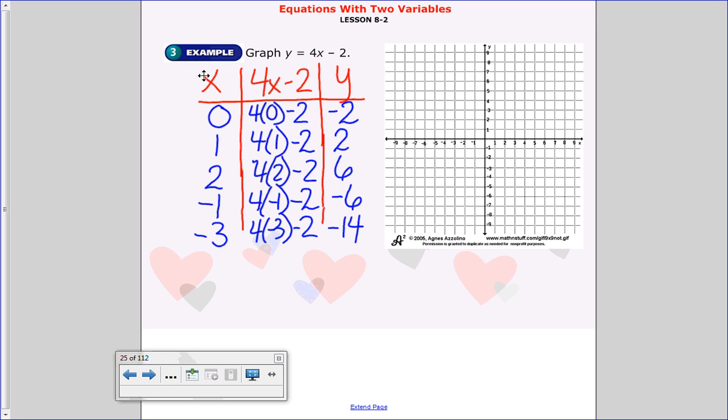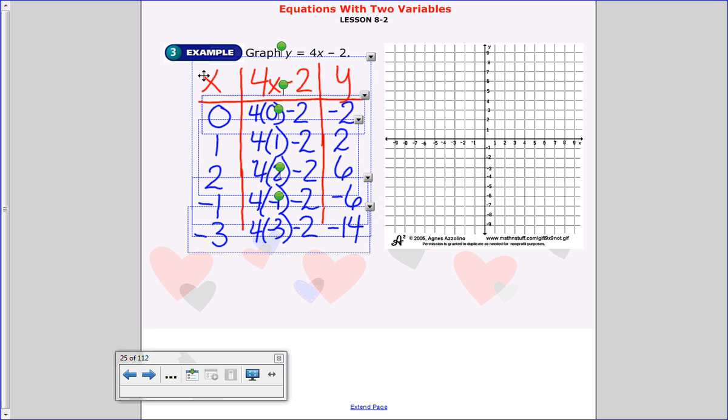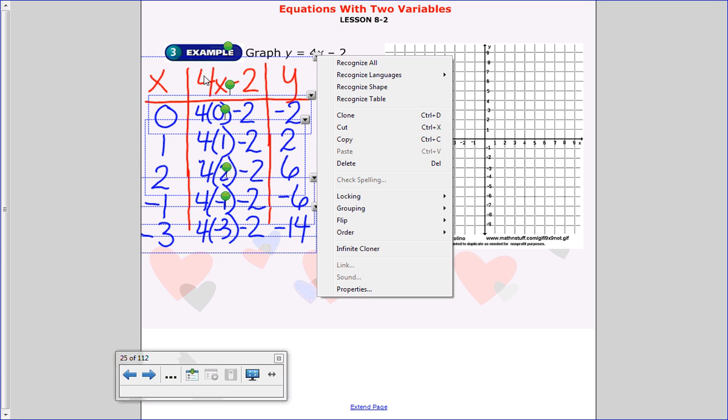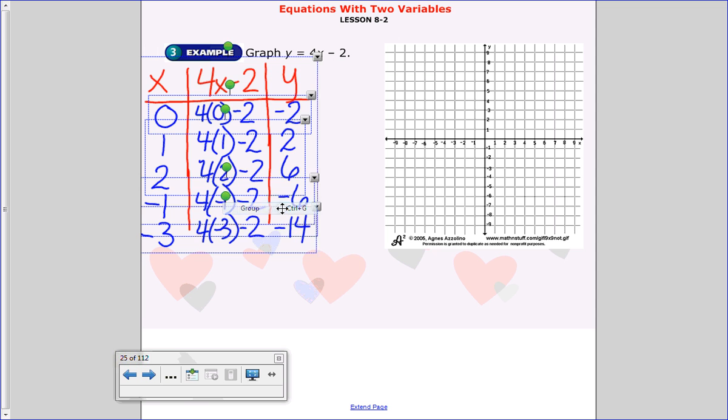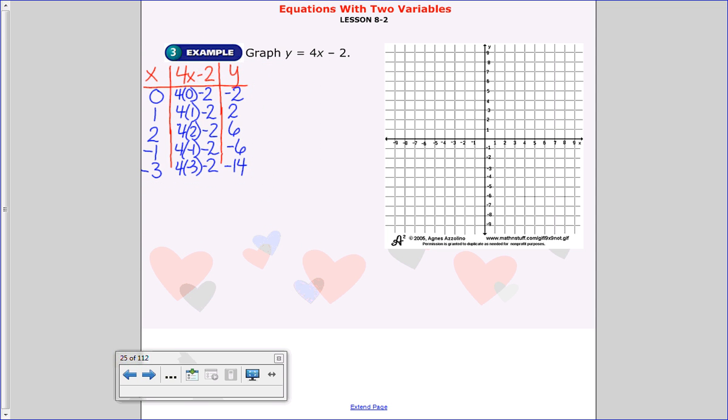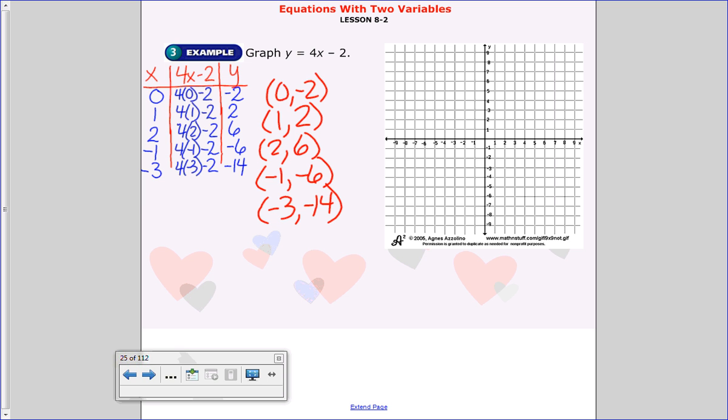And I could put them as an ordered pair, if I wanted to here. I'm just putting this all together and grouping it. That way I can make it a little smaller. So I could make these all ordered pairs now. So 0, negative 2. If I put in 1 for x, 2 pops out. If I put in 2, 6 pops out. If I put in negative 1, negative 6 comes out, and so on. Negative 3, negative 14. So I just made them all into ordered pairs. Step 2 is to graph them now.